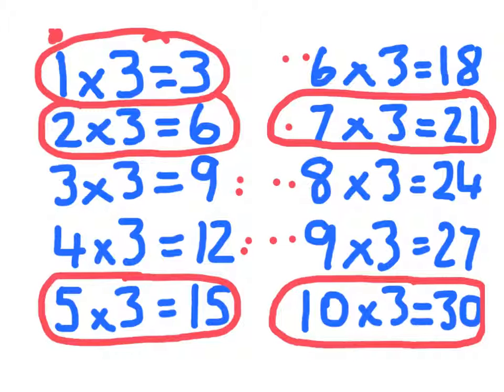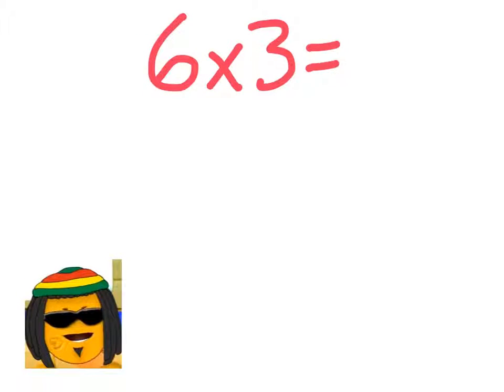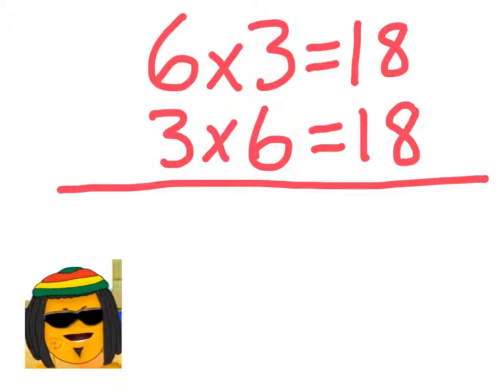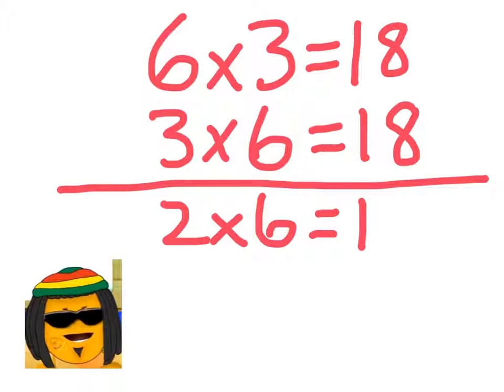Let's have a look at 6 times 3 equals 18. What I'm going to do is do the turnaround first of 3 times 6, and that still equals 18, of course. Now, I'm just going to draw a line here, what 2 times 6 equals, because I know my doubles. Double 6 is 12.